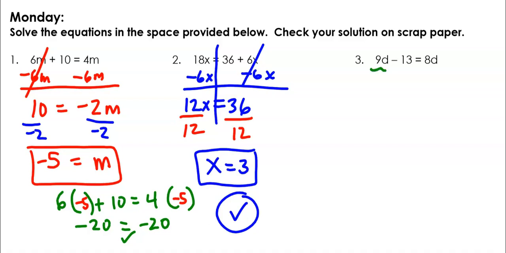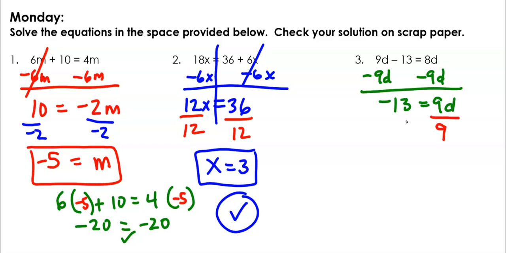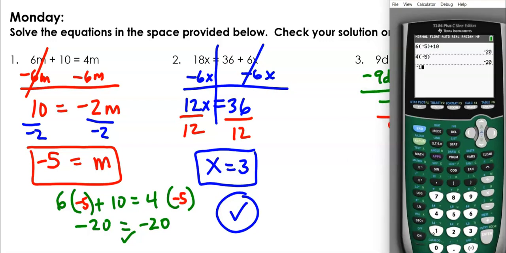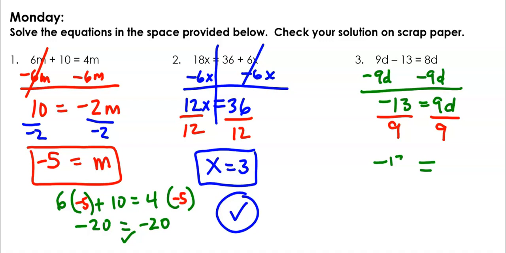For question number 3, this side has more terms, so this is the side I will choose my inverse operation from. This side has a variable, therefore I am going to subtract 9d from both sides. Divide by the coefficient, and if your term here, -13 divided by 9, is not an integer or whole number, as we can see on the calculator here, it's not a whole integer, so we're going to leave it in fraction form, just like that.